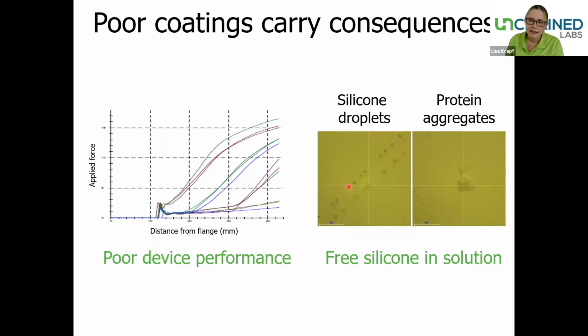What we can see here is two images we took using our Hound instrument, analyzing the particles in a product that has been in a siliconized syringe. And what we see is we can detect silicone droplets in that syringe, and we can also see protein aggregation that might also have been induced by silicone droplets migrating into the product.